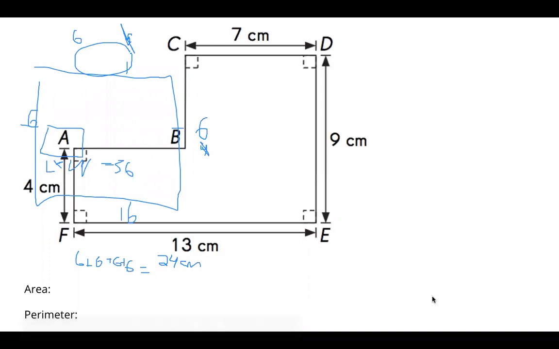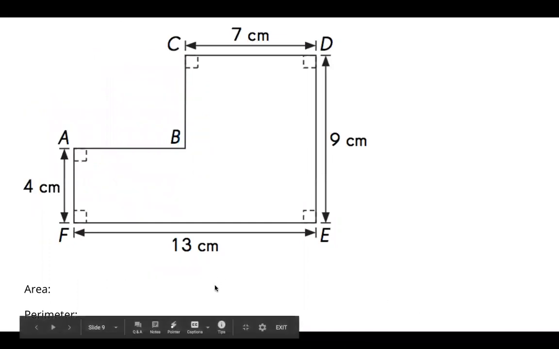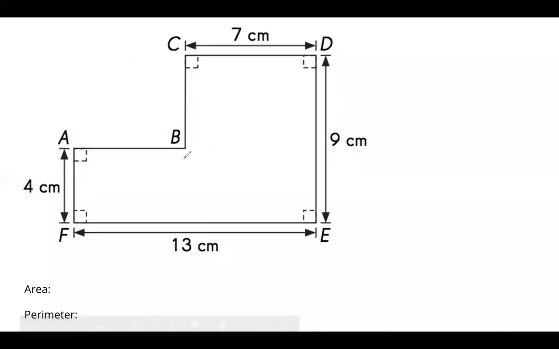We're going to do a composite problem. So again, a composite figure is when we have a figure that's made up of multiple squares and rectangles. So if I were going to draw this right here, I'm seeing that I have 2 rectangles, 1, 2. So I'm going to do the perimeter first of this shape.